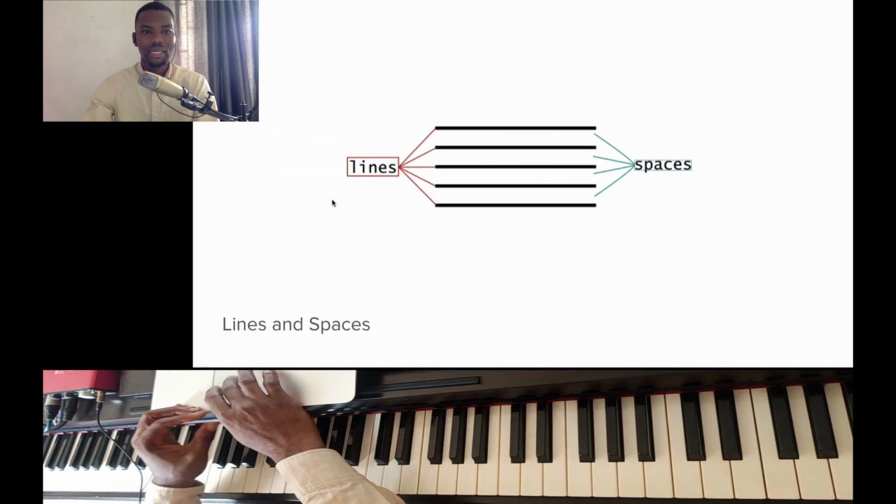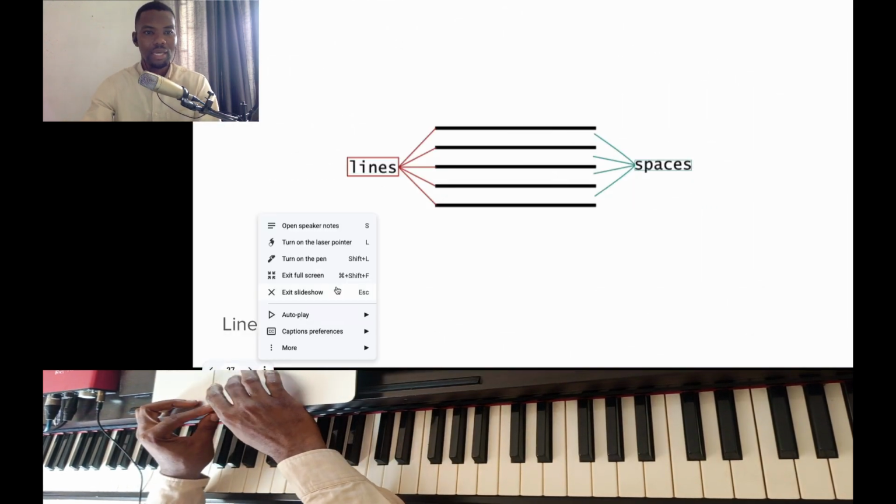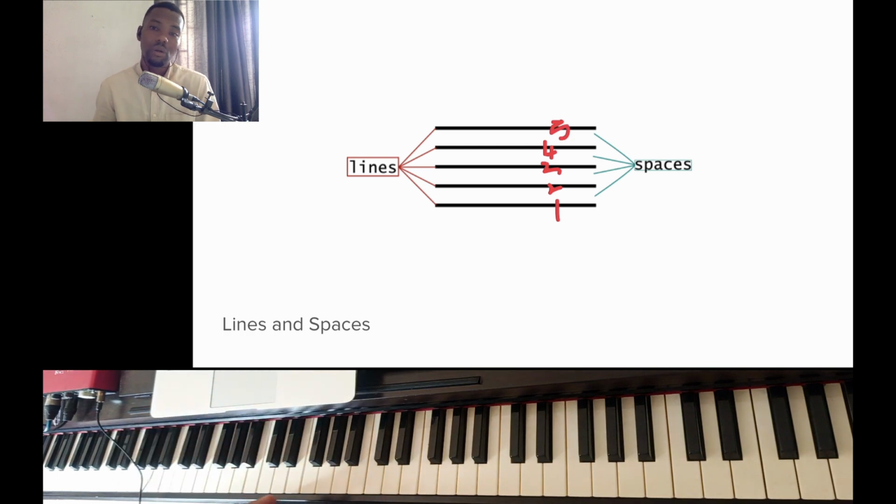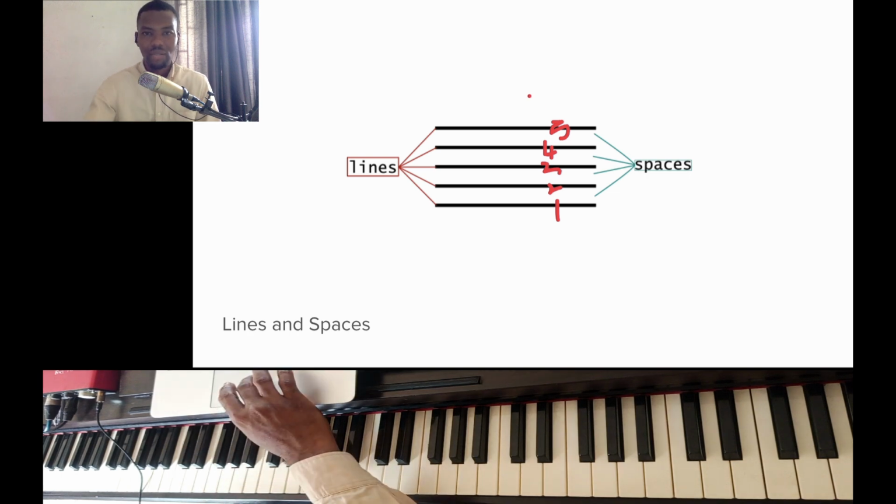This right here is a staff. It has 5 lines and 4 spaces. Now the lines and the spaces are numbered from below. So this is line 1, this is line 2, this is line 3, this is line 4, and this is line 5. References can be made to the 5th line. You don't start counting from here, you start counting from below.